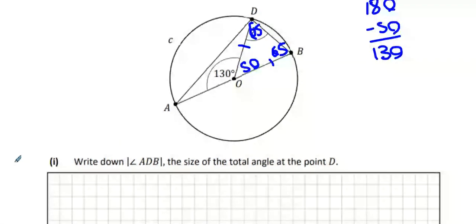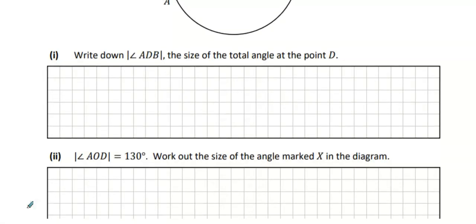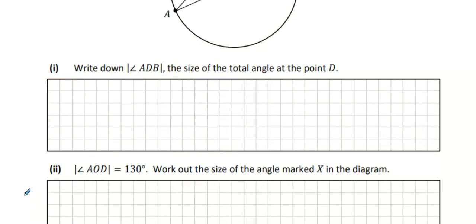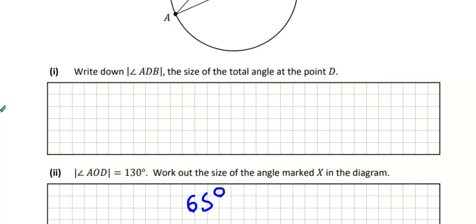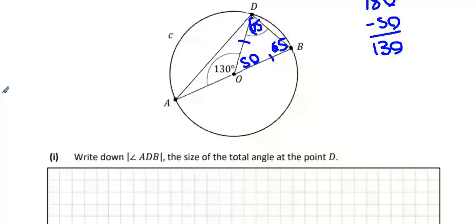AOD. What's, oh sorry. X is, I did part 2, didn't I? Part 2 is 65. And part 1 is ADB. Which one's ADB? Ah, that thing. All right, guys.